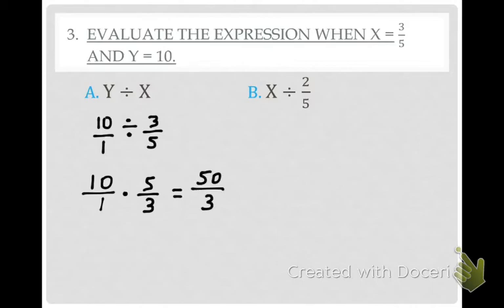50 over 3. Am I finished? No, you have to reduce. Okay, that's improper. Remember, any time that the number on top is bigger than the number on bottom, that's bad. It's improper, so we've got to fix it. Do you think I want my final answer to be a decimal or a fraction?